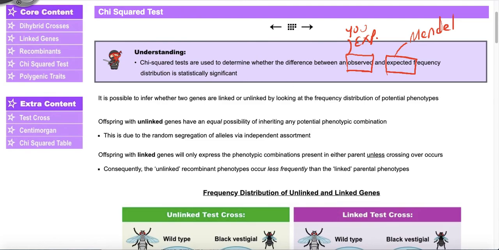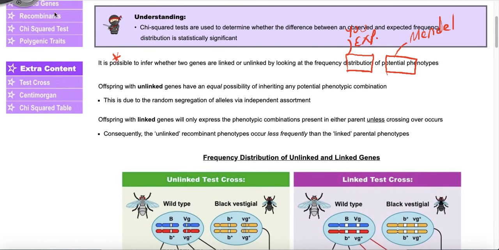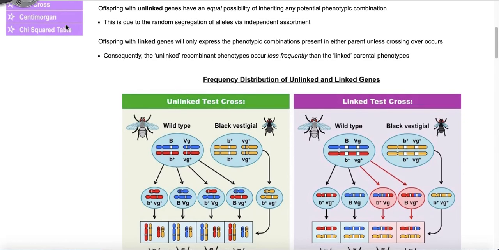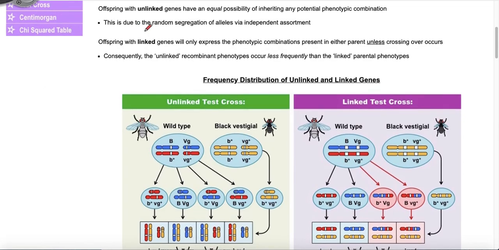So let's first quickly review what the difference between linked and unlinked genes are. So we studied unlinked genes, and this is what we refer to as Mendelian genetics. So these are genes that have equal possibility of being inherited, and you can get different types of potential phenotypic combinations. And this is due to the fact that the alleles can be independently assorted. And we know that this can happen because the alleles are found on different chromosomes.